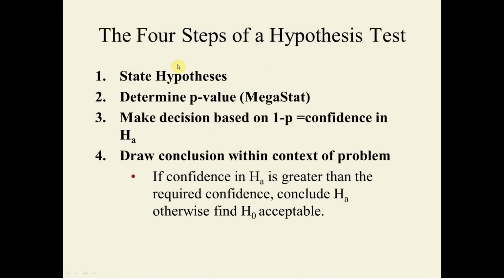So here are the 4 steps of a hypothesis test for you. First, state the hypothesis, write it down as H naught and HA, statistically speaking. Figure out what the p-value is using Megastat, using the appropriate hypothesis test. Then make your decision by asking, is that p-value smaller than the level of significance? If it is, reject H naught in favor of the alternative. If the p-value is larger than the required level of significance, then you cannot reject. Another way to say that is that 1 minus the p-value is the actual confidence that we have in the alternative. And if that's greater than 1 minus the level of significance, or the required confidence, then you can conclude the alternative. Otherwise, don't.